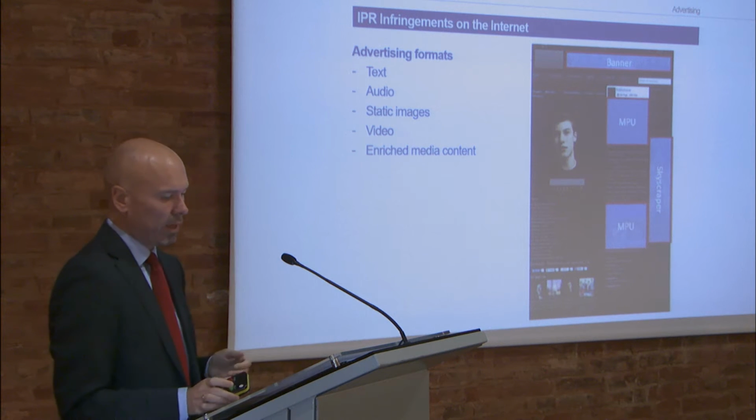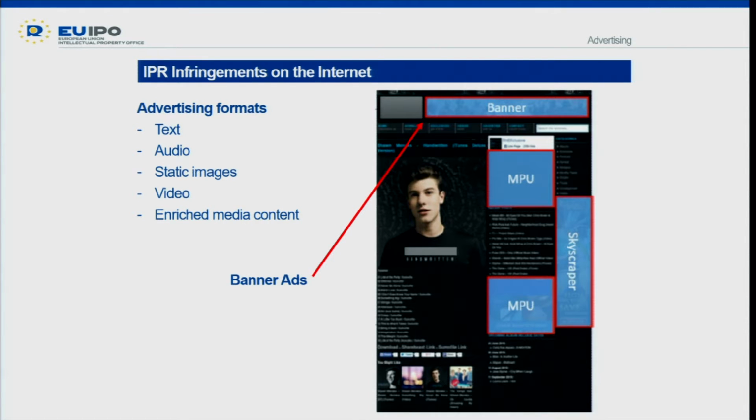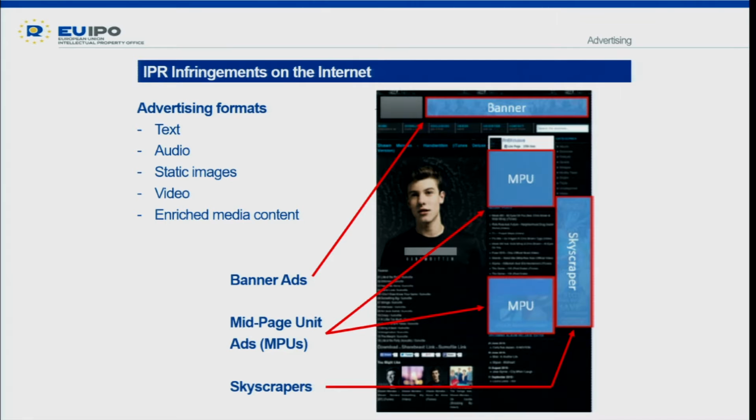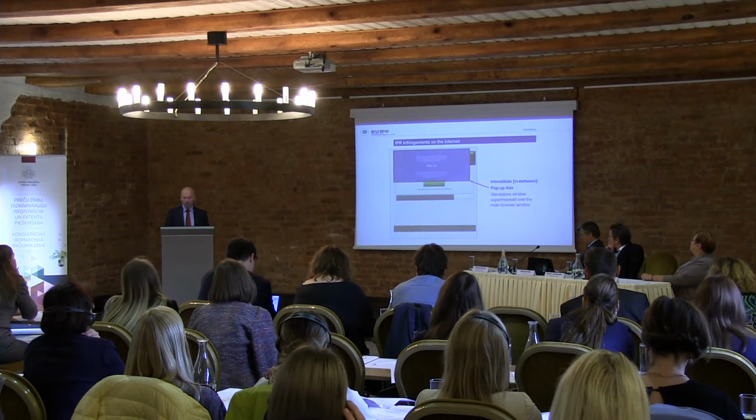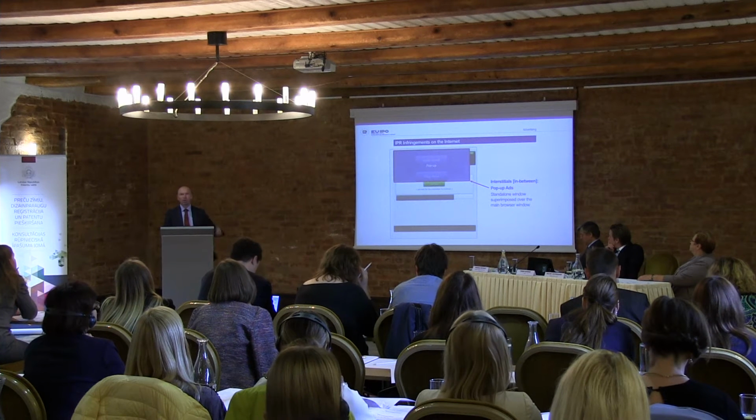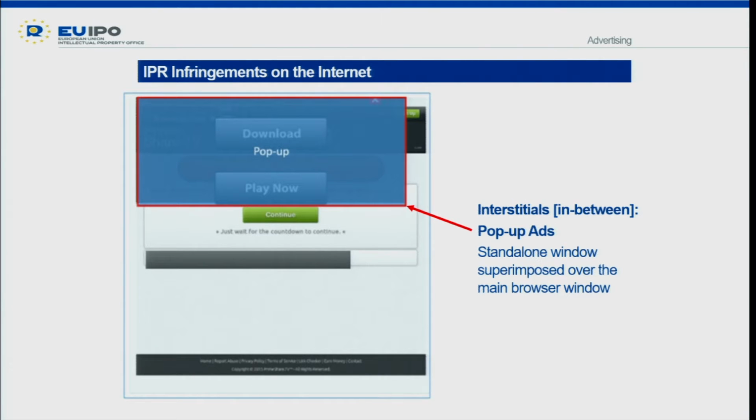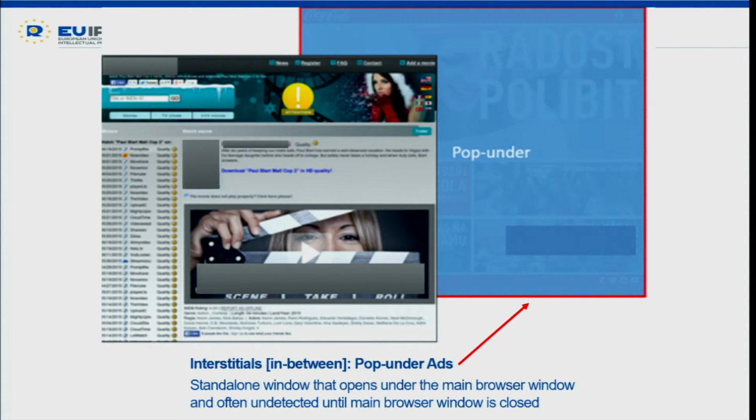And if we take this example here, we can see a website. There's many different places advertising can be placed: in the banner, in mid of the page, and so-called skyscrapers as well. And each of these spaces will generate income when advertising is placed in these spaces. We also have pop-up ads. We know them. You come on and a new picture comes before you, and there are pop-under ads that you cannot see until the browser window has been closed down. But they also will generate income.